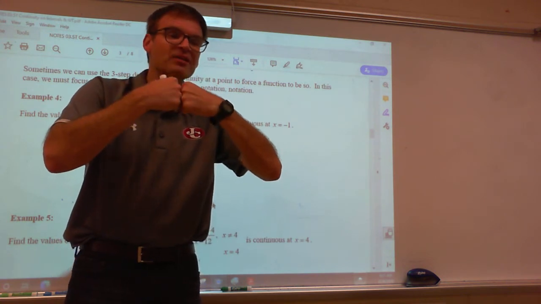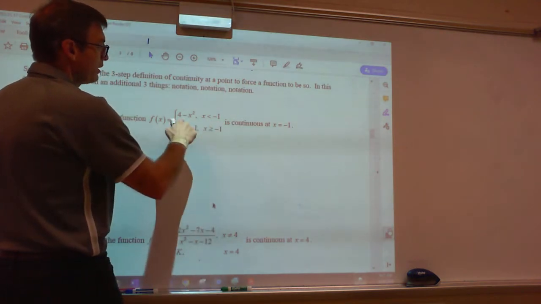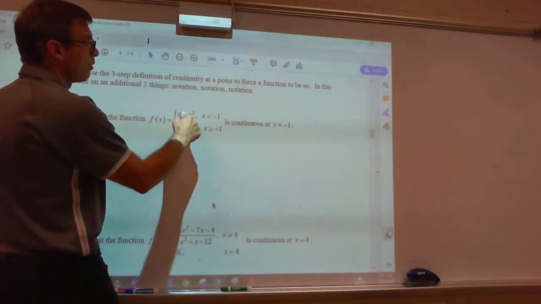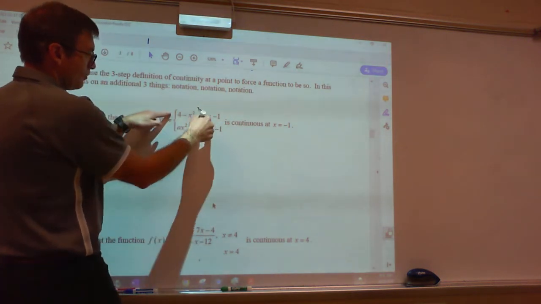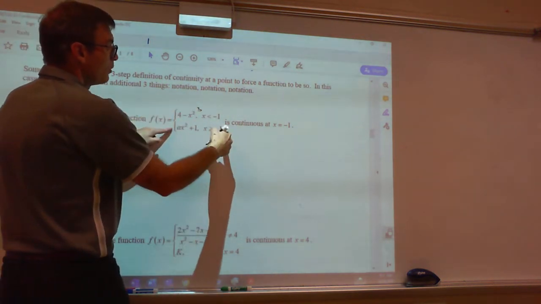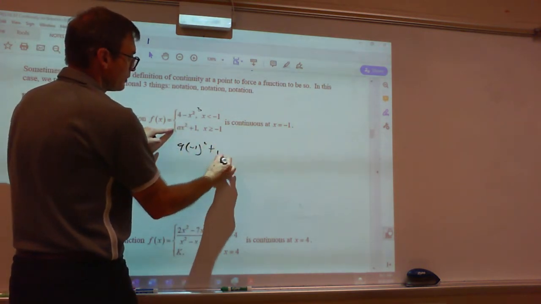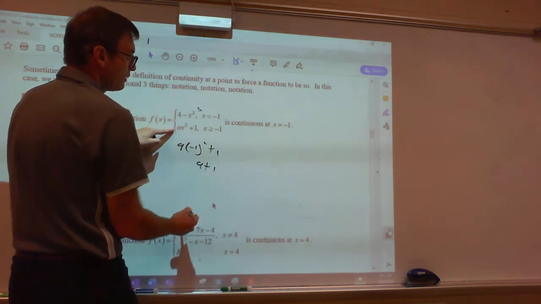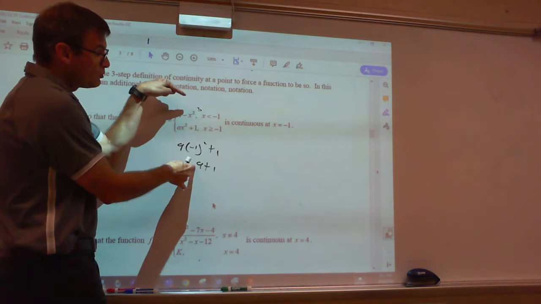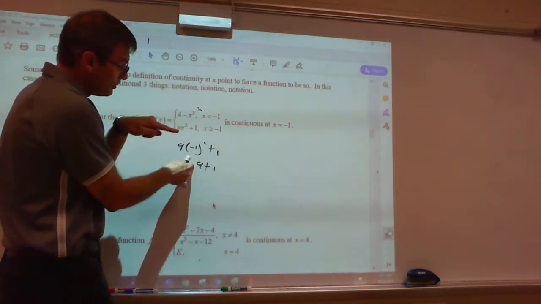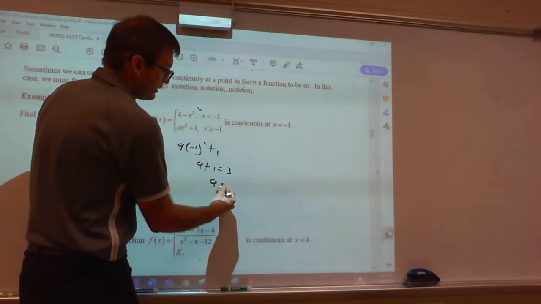So if I need them to be connected, I'll plug the -1 in here, so that's 4 minus 1, which gives me a 3. So I get a y value of 3 on the top. When I plug -1 in here, that's -1 squared plus 1, so I get a plus 1. That's my y value. I need this y value to equal this y value. So I just set a plus 1 equal to 3, and I find out that a is equal to 2.